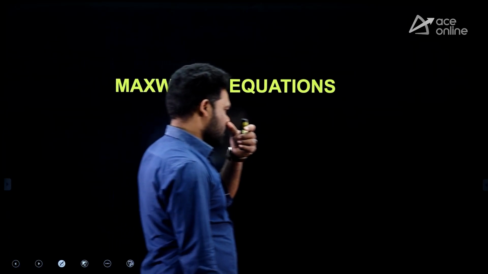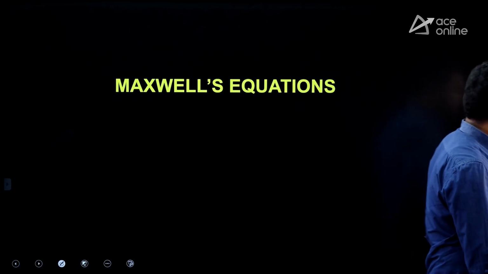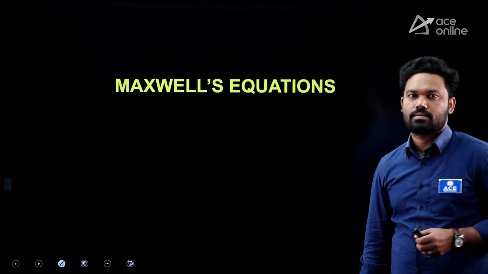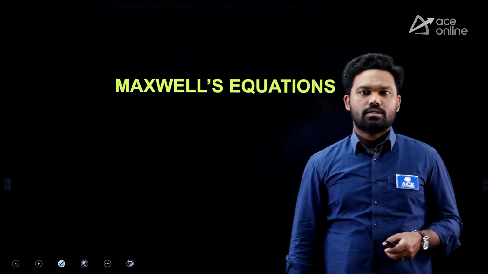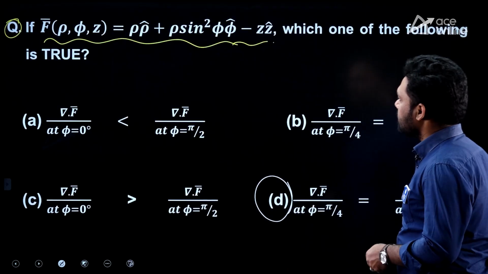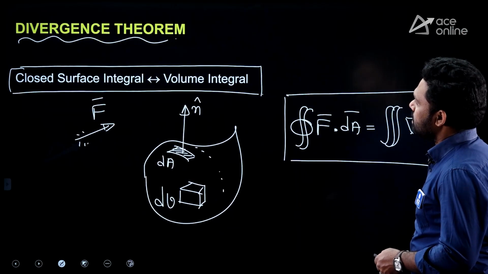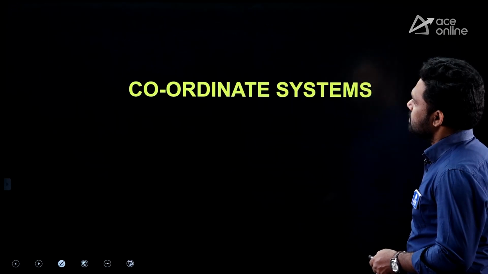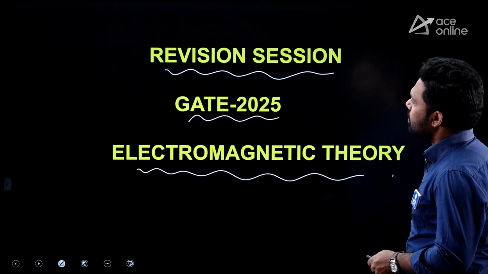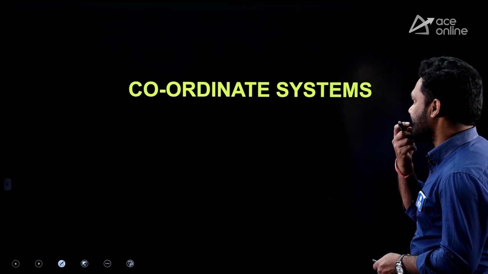Okay, next chapter. That is all about the coordinate system. What we have seen here are the things that need to be remembered from the first chapter: vector calculus and coordinate systems. These are the important points.